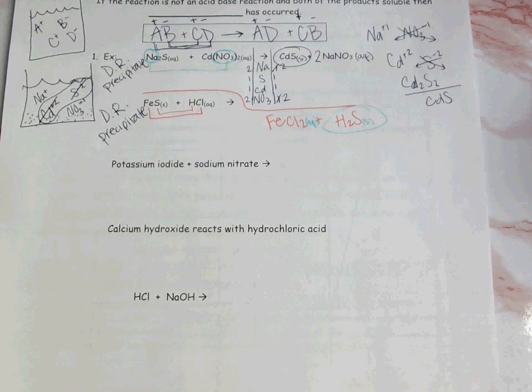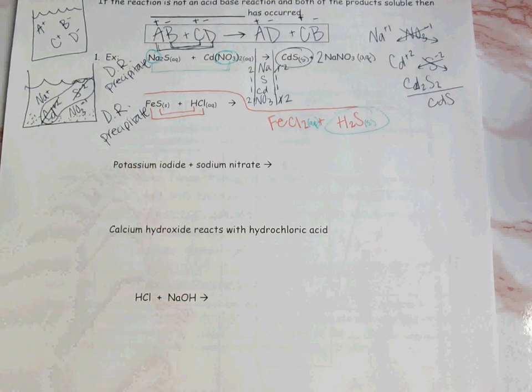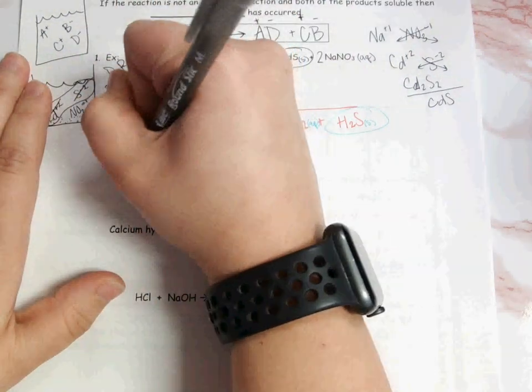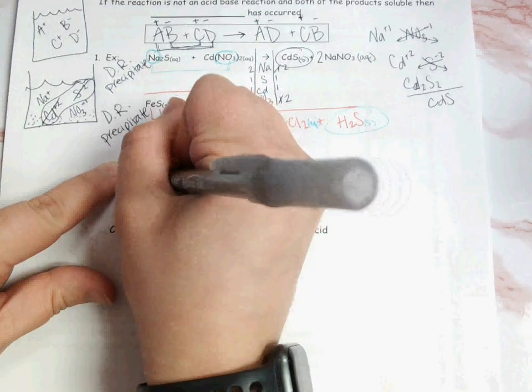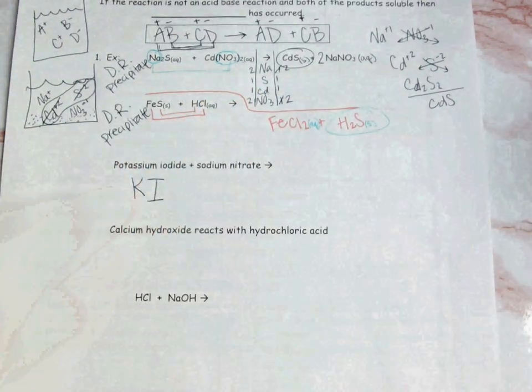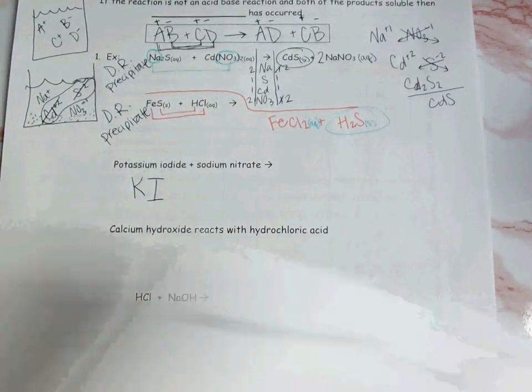More often than not, we will give you the names of the formulas, and then you need to be able to write the formulas from the names that are given to you. So if I have potassium iodide, this is K that has a +1 charge, iodine has a -1 charge, so when you crisscross them, it's just KI.